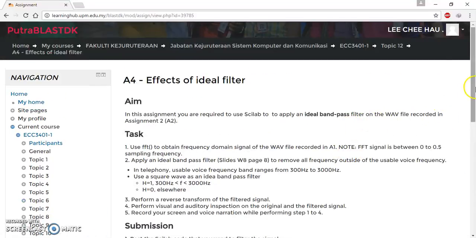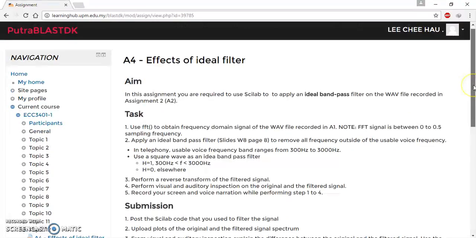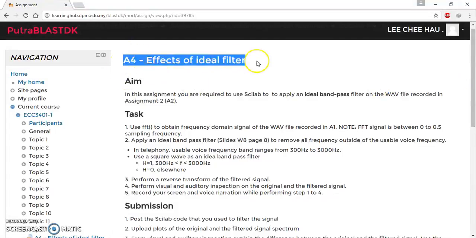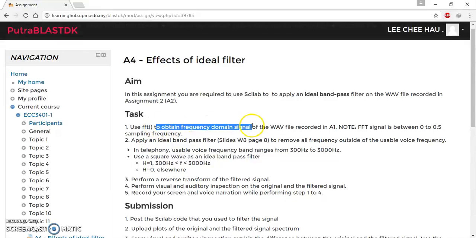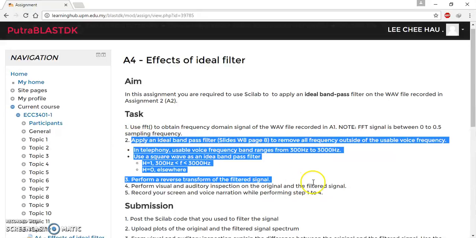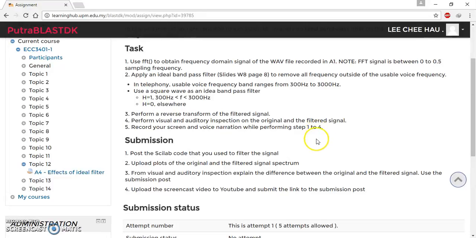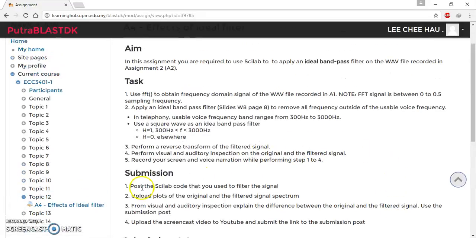Hi everyone, this video recording is for DSP assignment 4, effect of ideal filter, which requires us to obtain the frequency domain signal of the file recorded in A1 or A2. So these are all the conditions and the tasks. The assignment is carried out using Scilab, so let us proceed to Scilab.